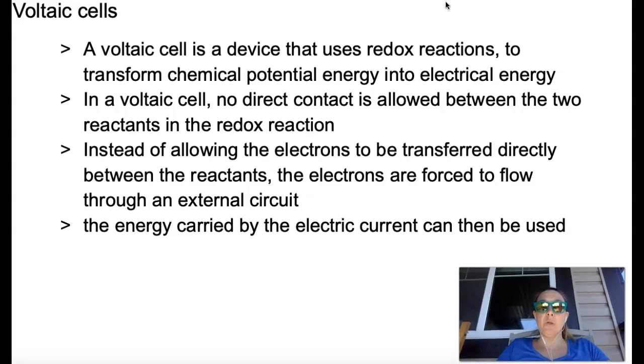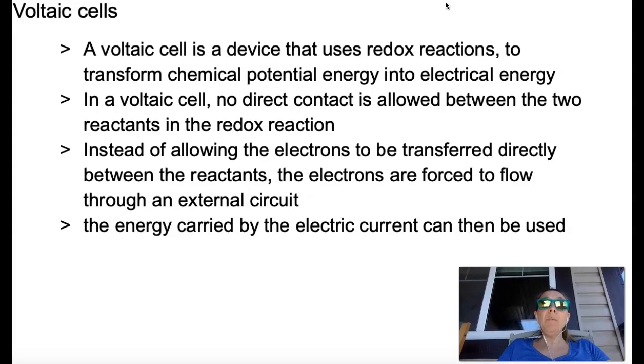So usually what we do is we maintain separation between the two different components that we have making up our cell. This way, we can connect them with a wire, and that wire is going to ensure that the electrons flow through the wire, and then we can capture them to do something useful, like light up a light bulb, power something, that type of thing, versus them moving directly from one thing to the other.